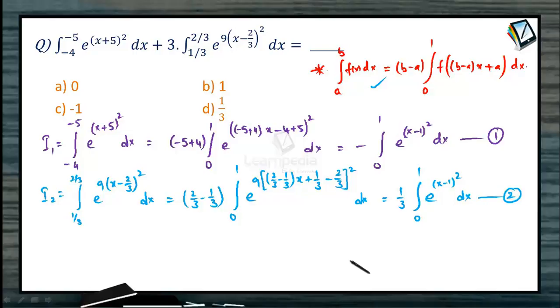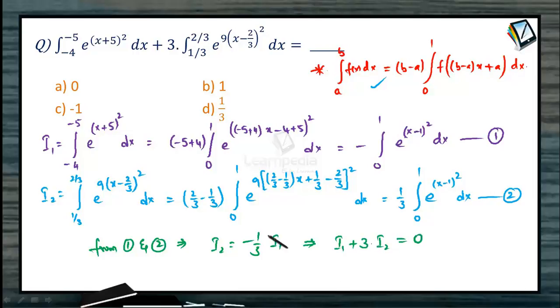This is equation 2. Now look at 1 and 2. You understood why we converted both the limits at different places, from -4 to -5 and 1/3 to 2/3. What do you observe? The integral function on both of them is now the same. (e^(x-1))² dx is present in both of them. So what do we observe from equation 1 and equation 2? Yes, we get I2 as -1/3 times I1, or we can rewrite this as I1 plus 3 times I2 equal to 0.